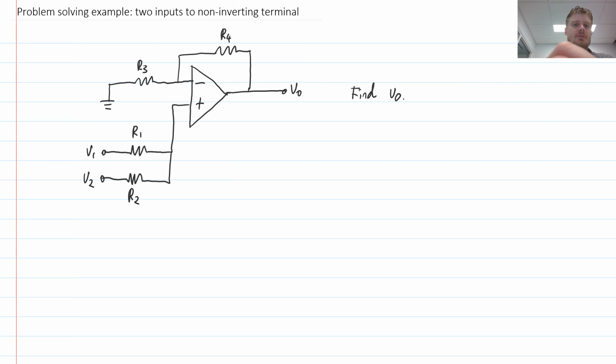So here's another example that we're going to have a look at. We're asked to find the output voltage, and we have, again, an op-amp amplifier circuit. The main difference here is that there are two different voltages connected to this non-inverting terminal. And actually analyzing this one, you might just need to pay a little bit of attention. That's pretty much the only tricky thing here.